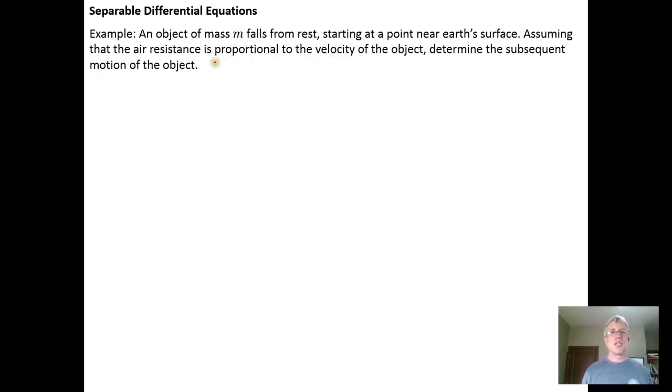So the first thing is we need to remember from physics that force equals mass times an object's acceleration. That's the first thing we need to remember. The next thing that we need to remember is that acceleration is the time derivative of velocity. So acceleration equals dv/dt. And if we have a position, then we know that velocity is the time derivative of the position. So velocity equals dp/dt, where p is the position of the object.